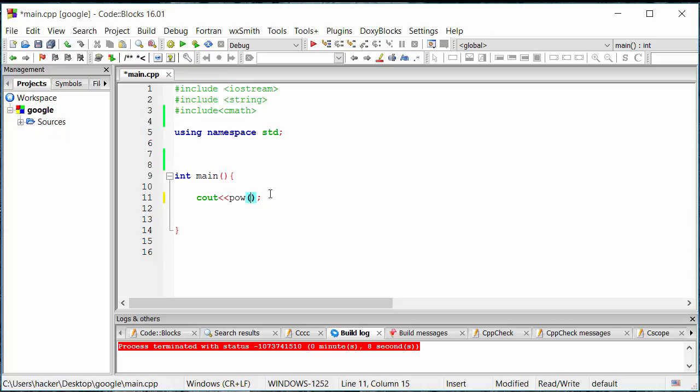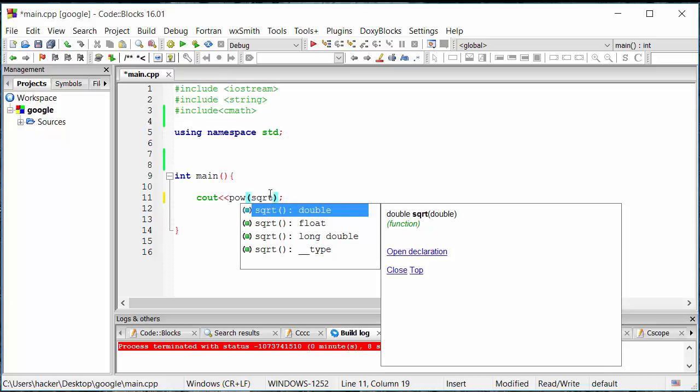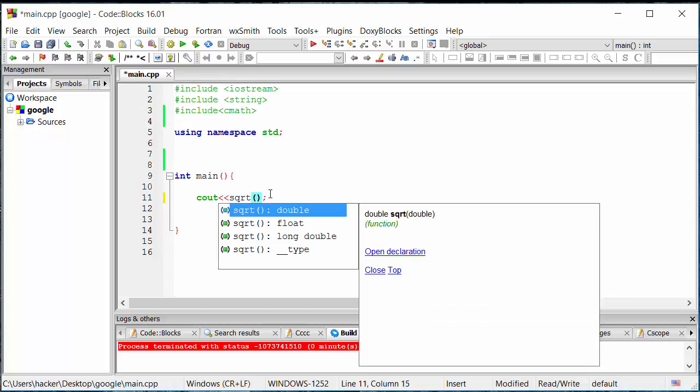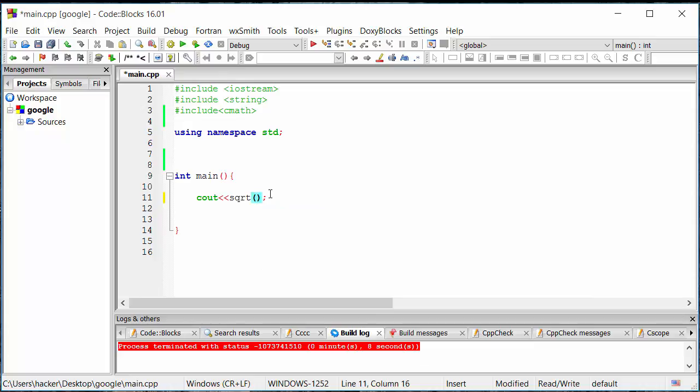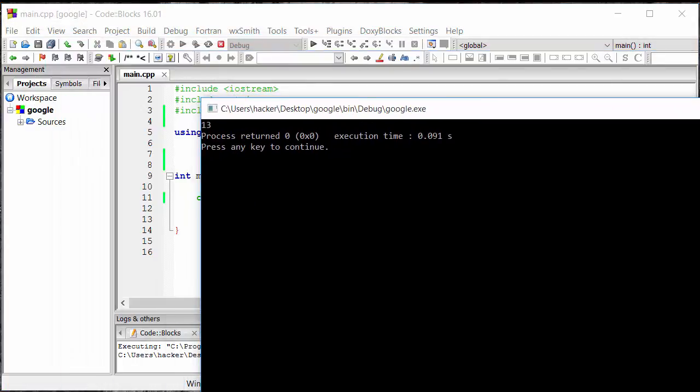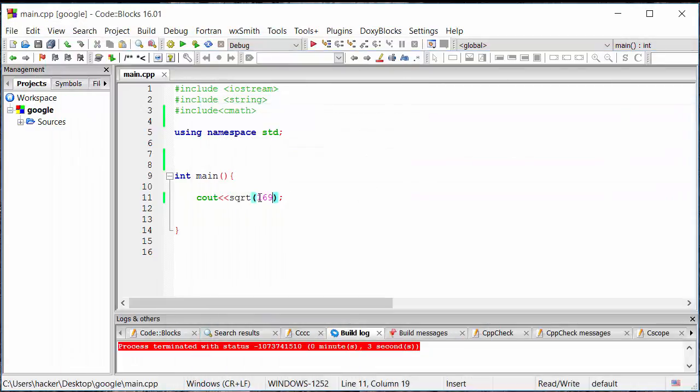Alright, and now there are some more functions. There is sqrt, and it finds the square root of any number. So let's just enter 169, and I know the square root is 13, so it prints out 13. So this function you can use to find the square root of any number.